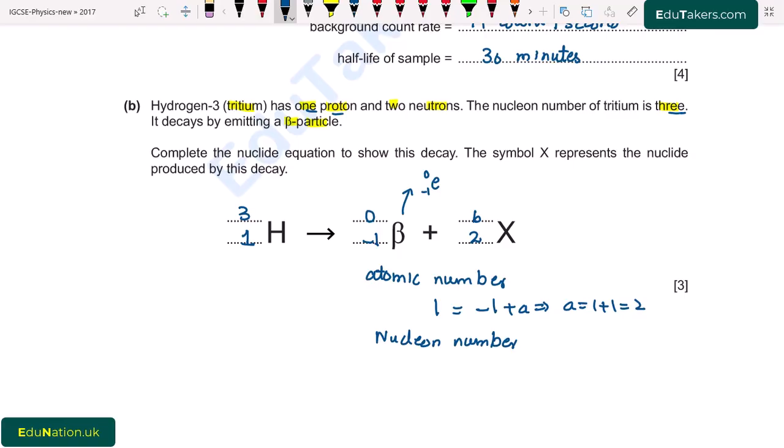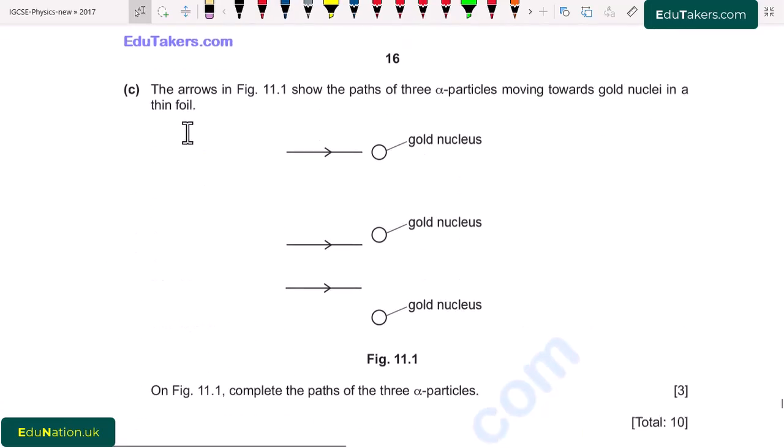Next is nucleon number. On left hand side it is 3. It will be equal to, the beta particle has nucleon number 0 plus B. So the value of B will be equal to 3. It means that the element X has nucleon number 3. By seeing this equation, we can say that the atomic number changes but the nucleon number remains same when an element undergoes beta decay.